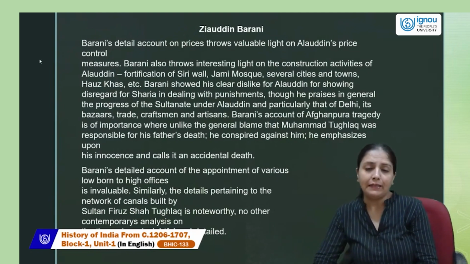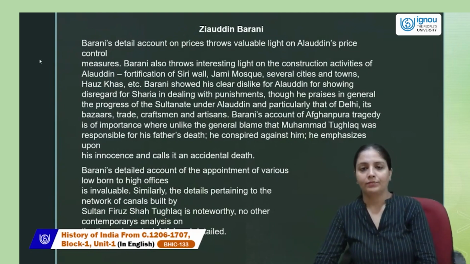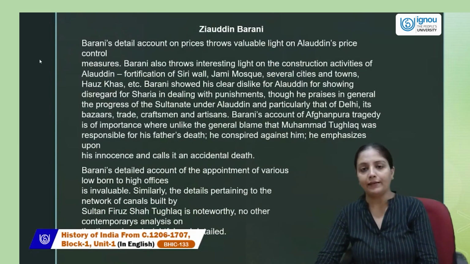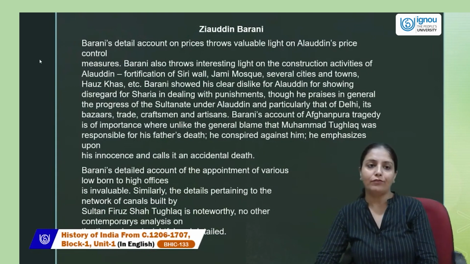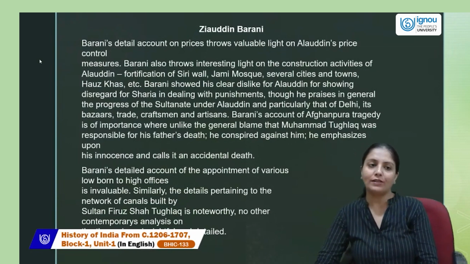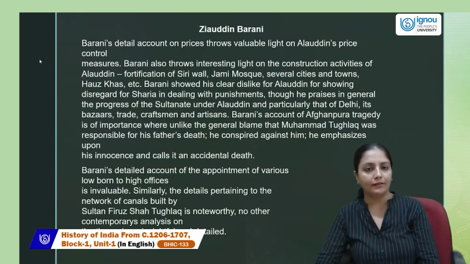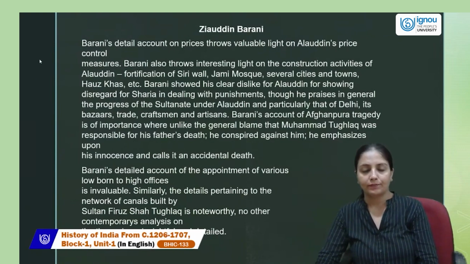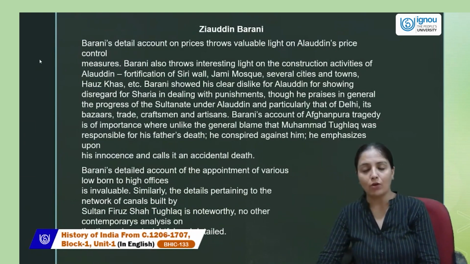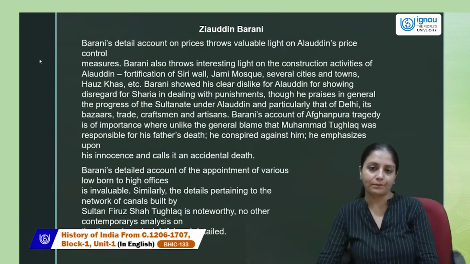Barni showed his clear dislike for Alauddin. He did not like Alauddin. He showed his clear dislike for Alauddin for showing disregard for Sharia in dealing with punishments. Though he praised in general the progress of the Sultanate under Alauddin and particularly that of Delhi: its bazaar, trade, craftsmen, artisans, all of this.